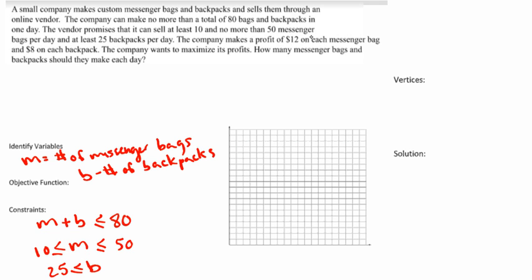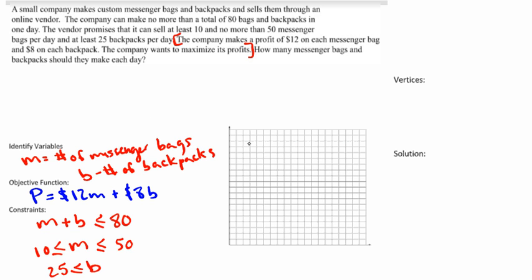Company makes a profit of, okay, so here is the objective information. We're making profits. Company makes a profit of $12 on each messenger bag and $8 on each backpack. That is the objective function. Profit is equal to $12 times M plus $8 times B. 12M plus 8B. How many messenger bags and backpacks should they make each day?